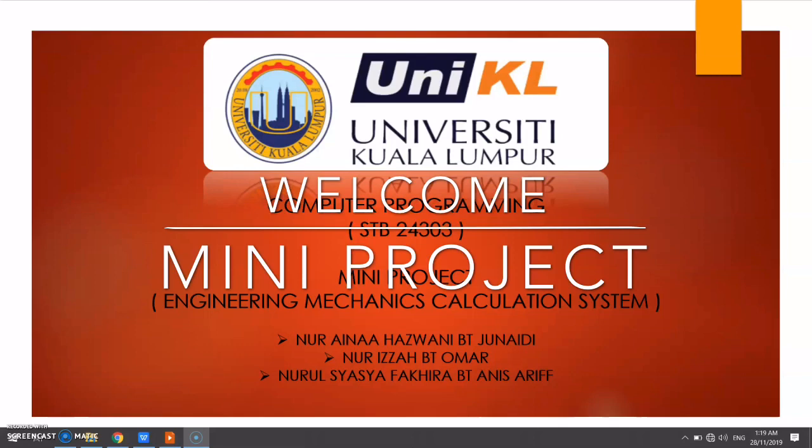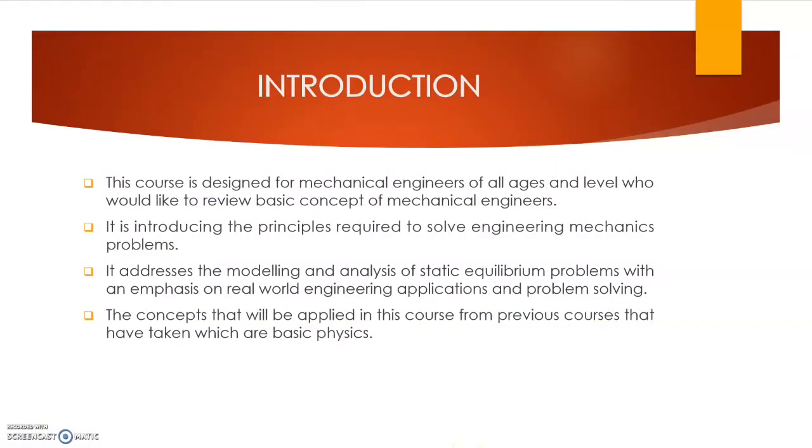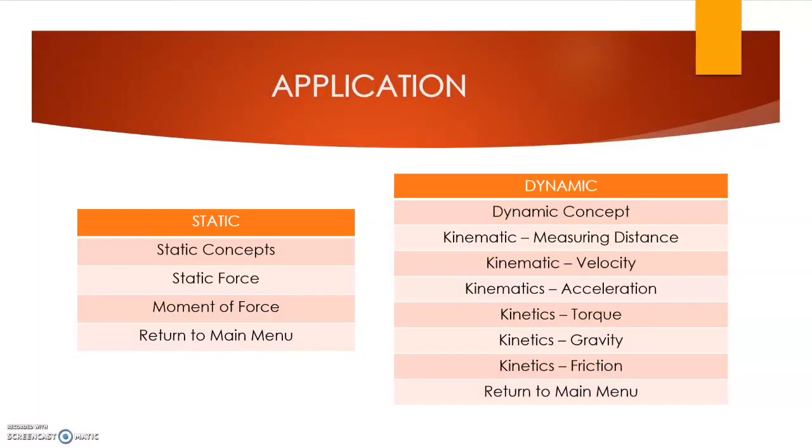Today I would like to present about engineering mechanics calculation system using C programming. Next, more introduction. Firstly, this system shows the basic concept of mechanical engineering and the ways to solve engineering mechanics problems. For the application, here we have two parts in mechanics, which is static and dynamic. In static we have 4 sections, while in dynamic we have 8 sections.